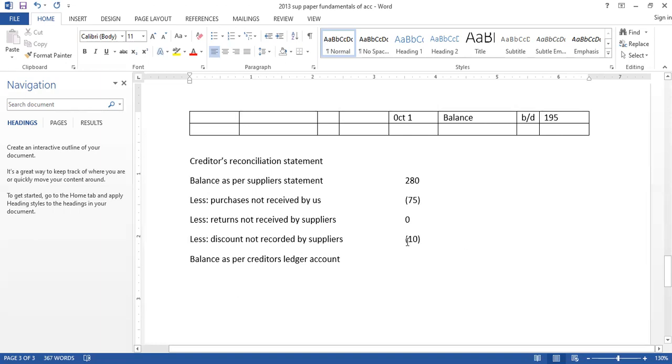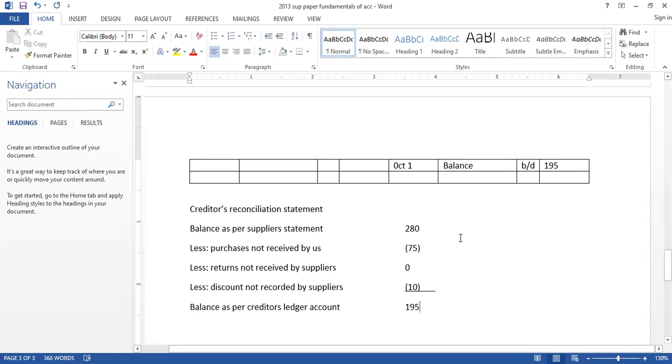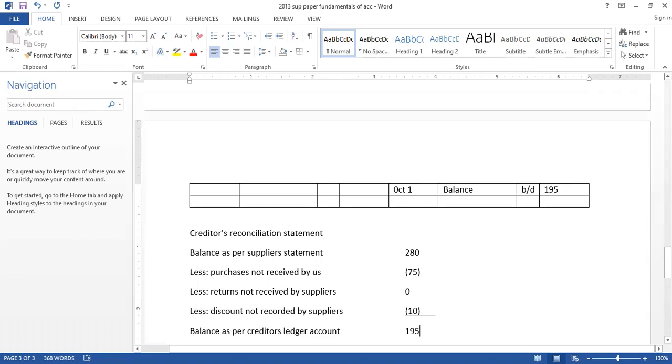So if we work out this, 280 minus 75 minus 10, how much will you get? 195. So you get 195, and the 195 is the same as your balance as per creditors ledger account. Therefore, your statement is correct. Okay, you understand?